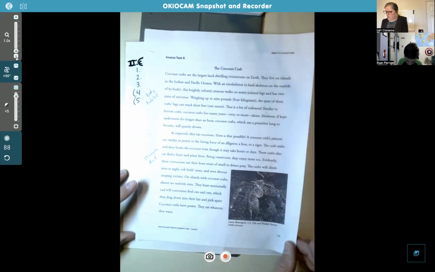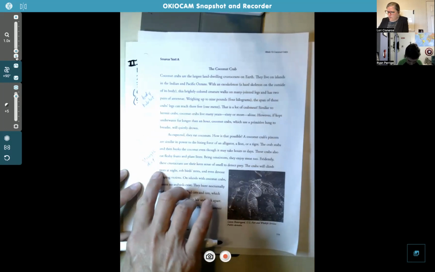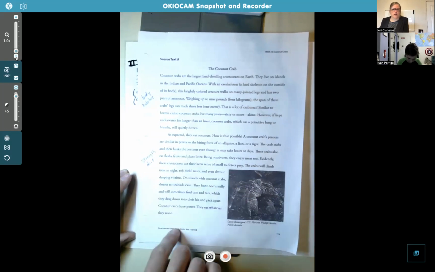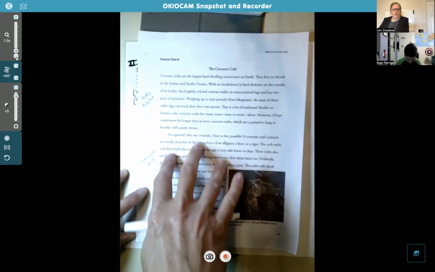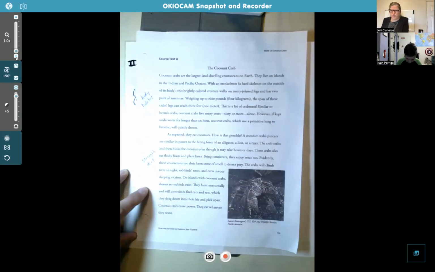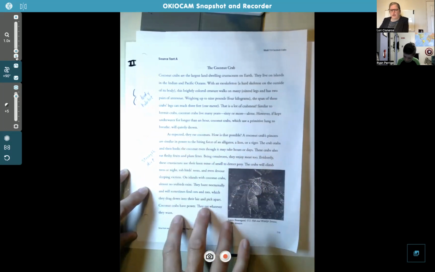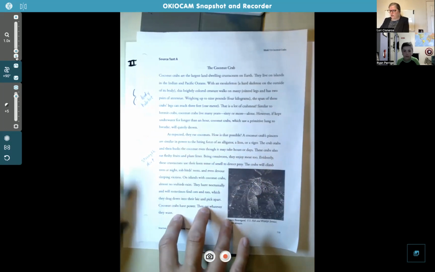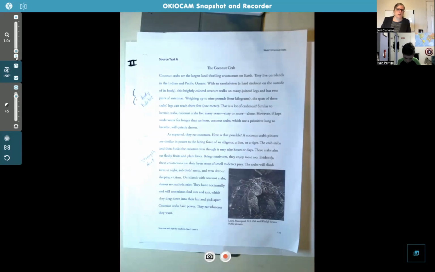So looking at source text A, I see the word diet in the second paragraph here. So we're just going to focus on that paragraph. We don't have to read the whole text, but we do need to read the whole paragraph here. It also has the word strength in our notes in the margin, so we're not going to talk about strength. We're going to stay focused just on their diet. Like, what do they eat? Maybe how they eat it. But focusing on what they eat mainly.